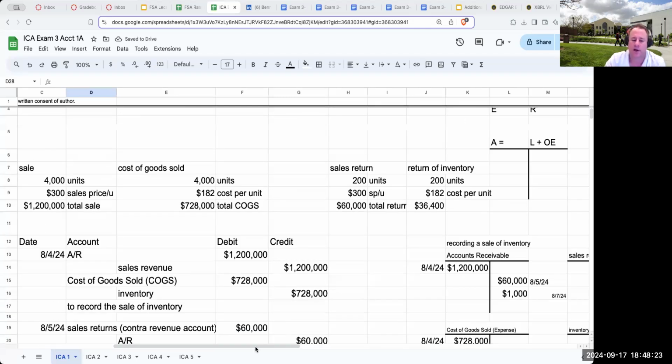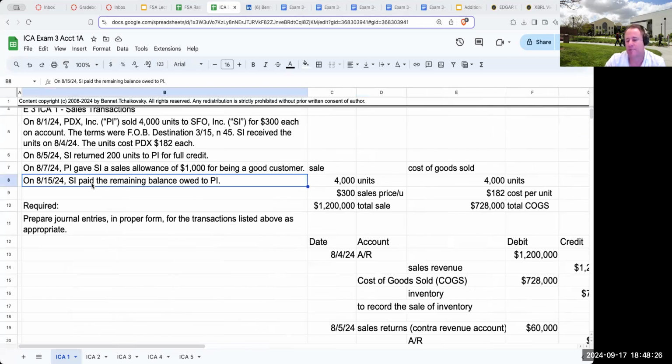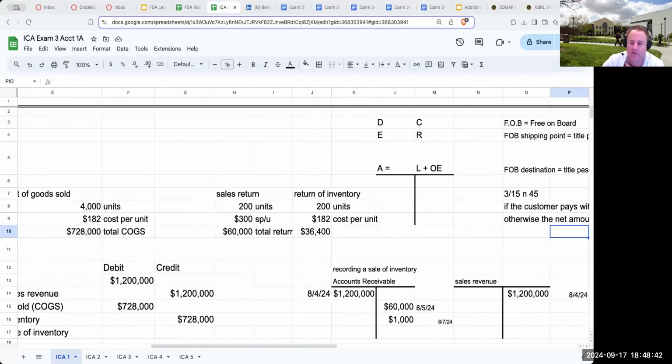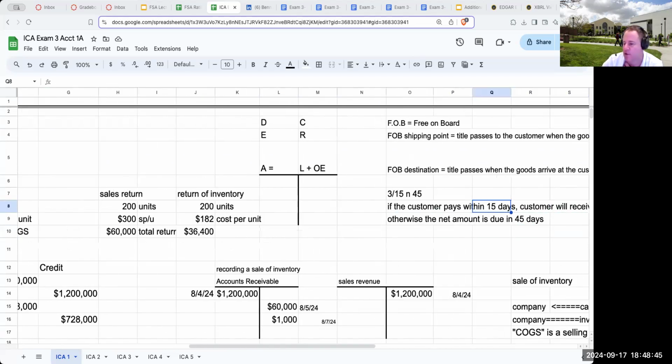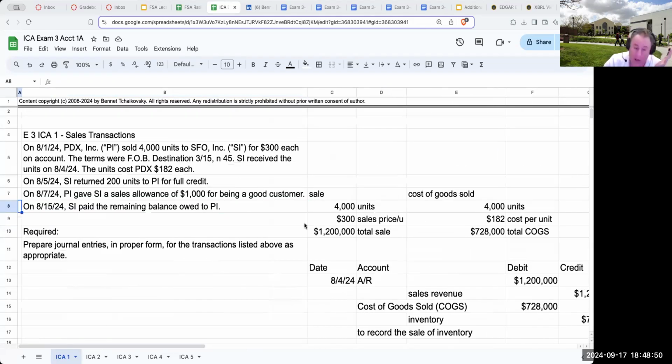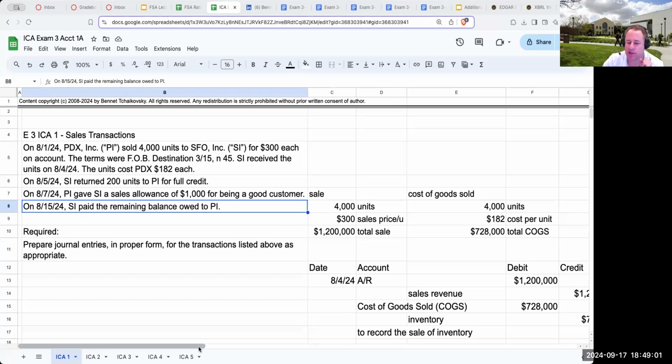Now, the customer comes in here and says they paid the remaining balance owed to PI. So now what we need to figure out is, well, is this customer paying within the discount period? Remember, what does that mean? Well, we kind of said before that 3/15 net 45, if that customer pays within 15 days, the customer will receive a 3% discount. August 15th is within 15 days of when they receive the item on August 4th. So they will be eligible for a 3% discount.